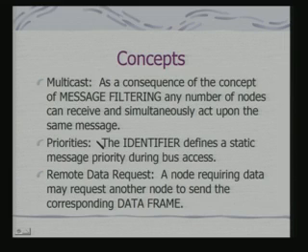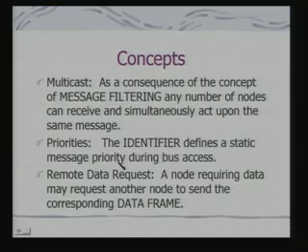And obviously, I need a priority, because if all of them are listening, there will always be conflicts if more than one node is trying to transmit data. So, I need a mechanism to resolve this conflict, and here again priorities are used. The identifier defines a static message priority during bus access. There are also mechanisms for requesting data. A node requiring data may request another node to send the corresponding data frame. So, there are two kinds of messages we are talking about: one message is that of sending the data, another is that of requesting the data. A transmitter can actually send data, or it can also send a request for data.